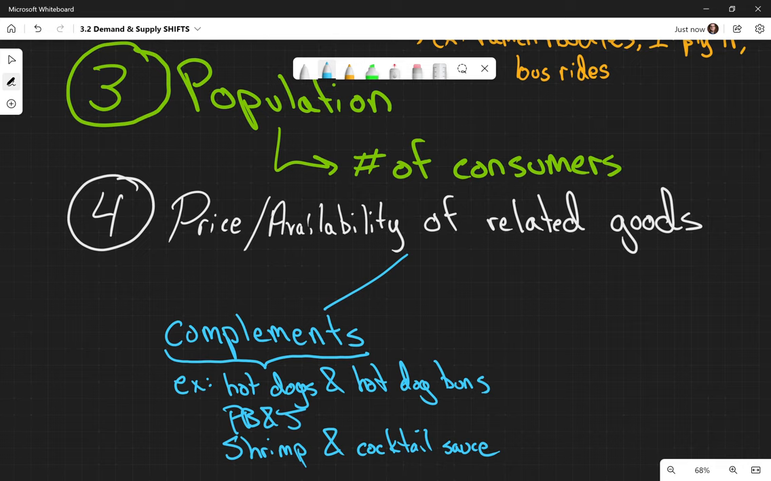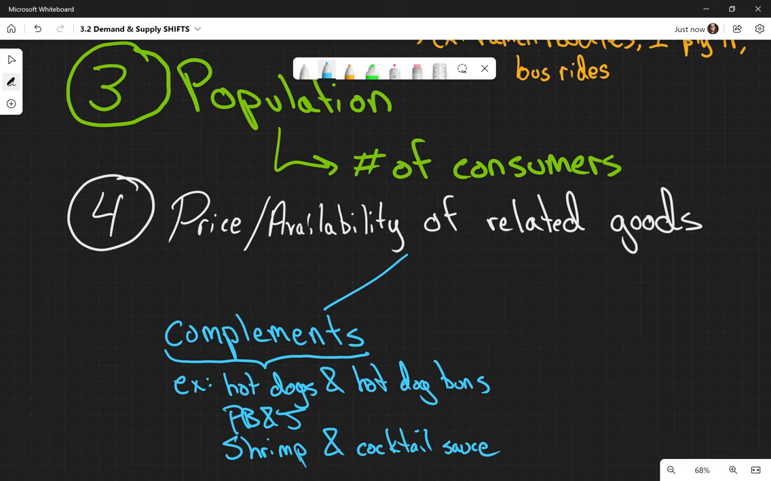So these are things that traditionally go together. And some of them go together very strongly, right? Like hot dogs and hot dog buns. When are you going to be eating hot dog buns if you don't have hot dogs? Pretty much never. I guess maybe if they're around, but you're not going to go to the store and buy hot dog buns and not hot dogs.